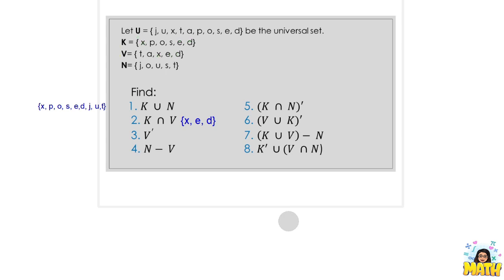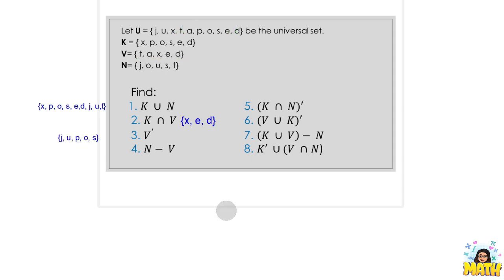Number 3, V prime, or yung symbol na apostrophe is the complement. Kapag sinabing complement, ano ang mga elements na nasa universal set na wala sa set V? Meron na tayong T, A, X, E, and D. So, ano-ano na lang yung natira at nasa universal set pa? We have J, U, P, O, and S.